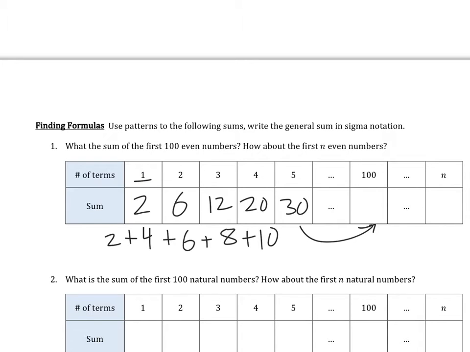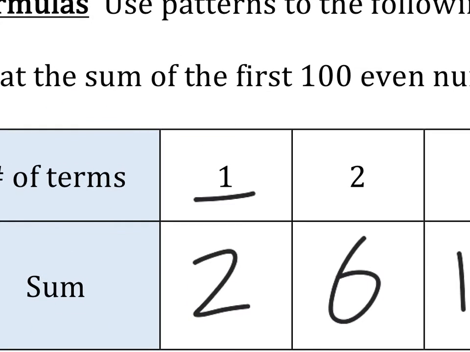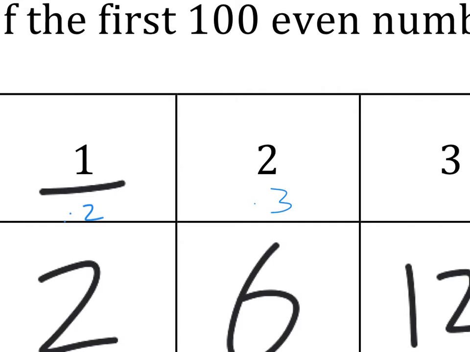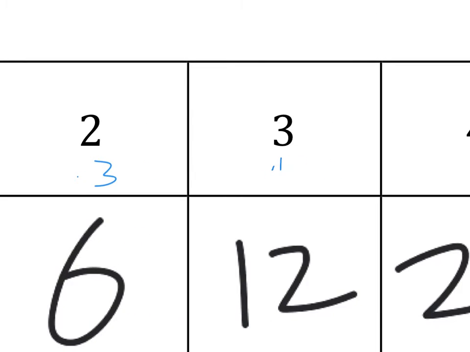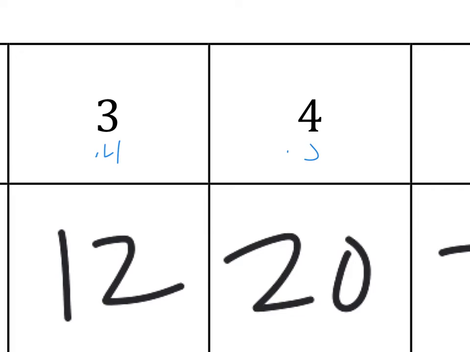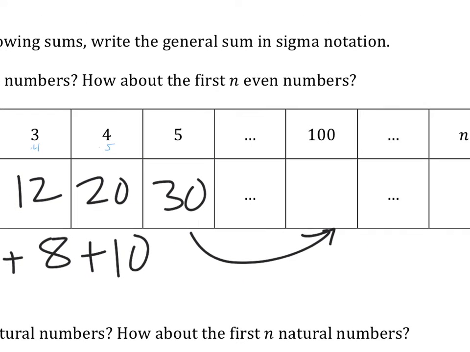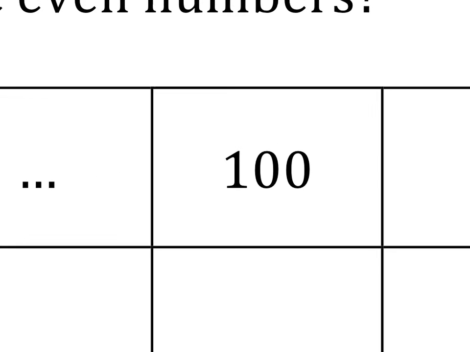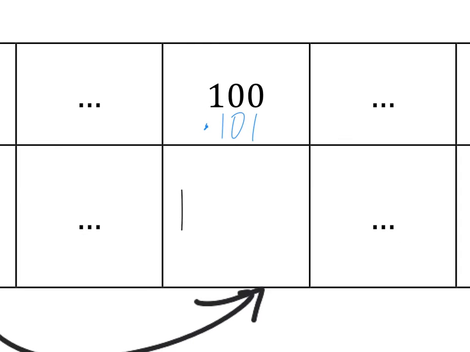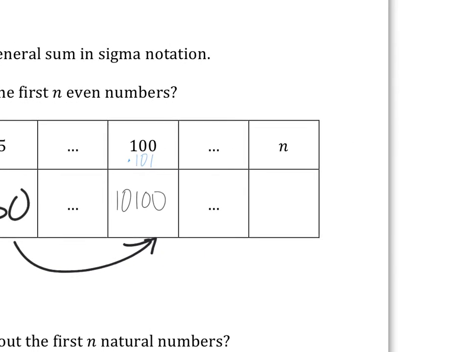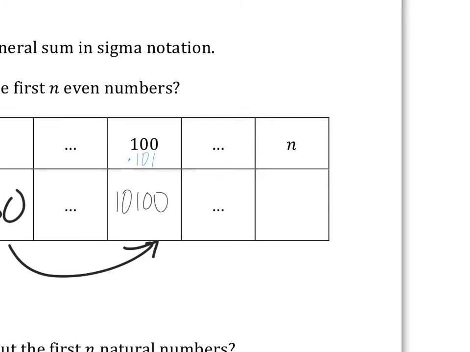If we look close, we should see this is like 1 times 2. This guy is like 2 times 3. This is 3 times 4. 4 times 5. Aha. So it's always multiplying by 1 more. So this guy is going to be 100 times 101, and that's going to be 10100. And so we're always taking the number and multiplying it by 1 more.